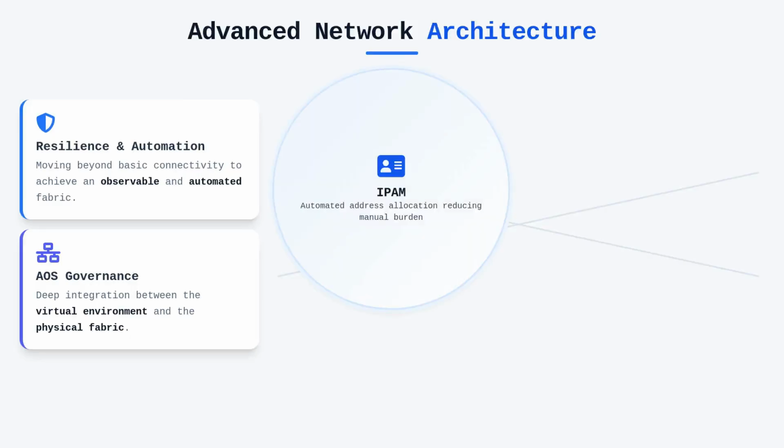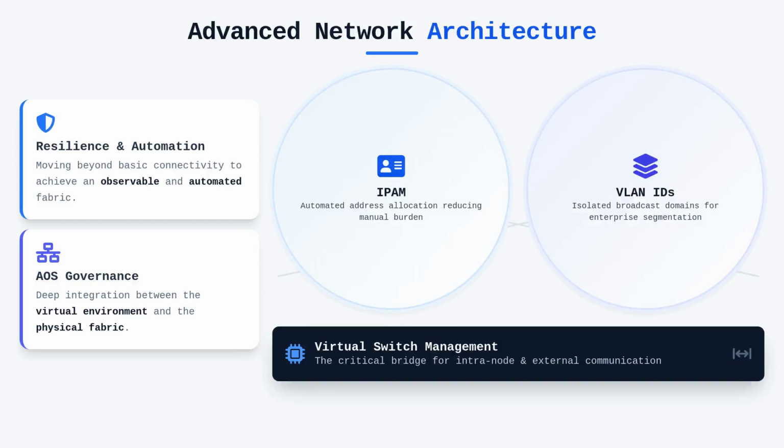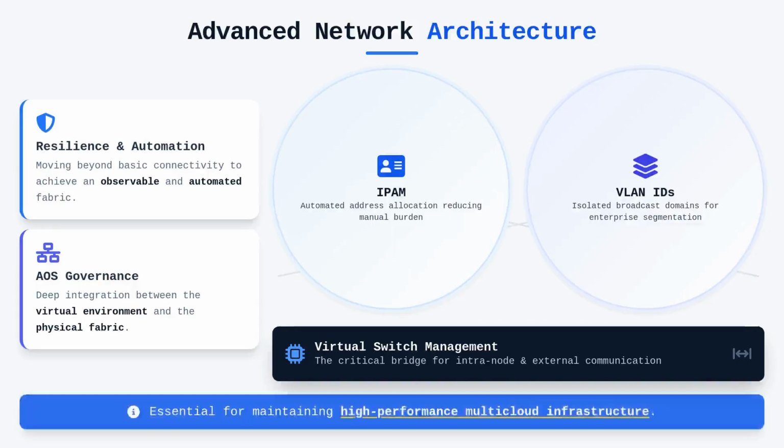We will look at how IP address management, or IPAM, reduces the administrative burden of manual static assignments by automating address allocation at the virtual network level. By defining internal networks with specific VLAN IDs, you create isolated broadcast domains that adhere to your enterprise segmentation strategy. Furthermore, we must address the management of the virtual switch, which acts as the critical bridge for all intranode and external communication. Understanding these sophisticated configurations is essential for any administrator tasked with maintaining high-performance multi-cloud infrastructure.